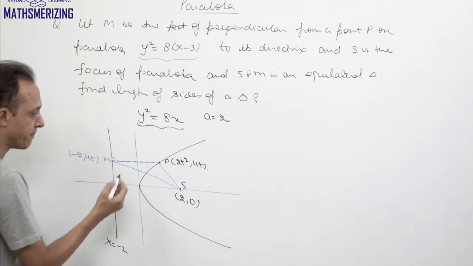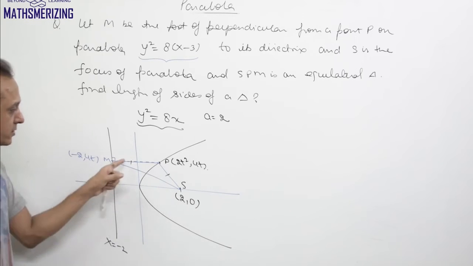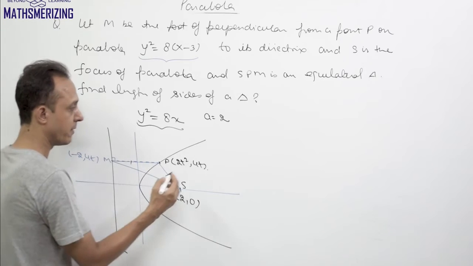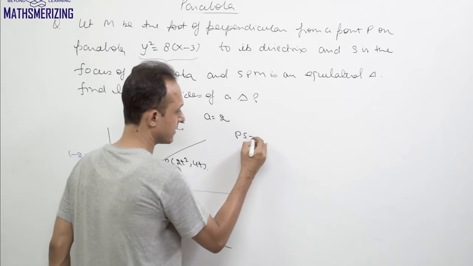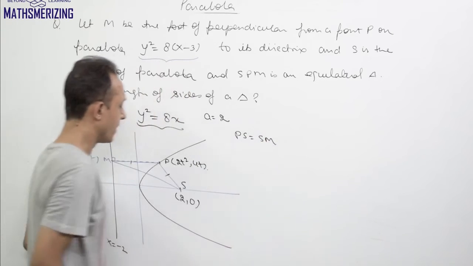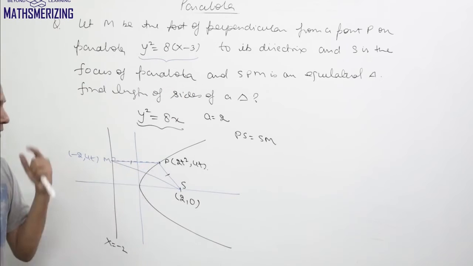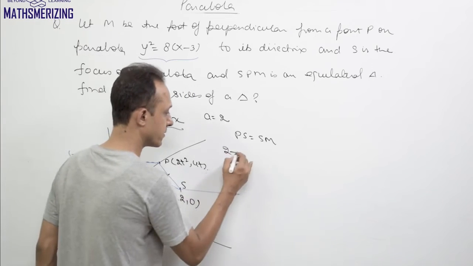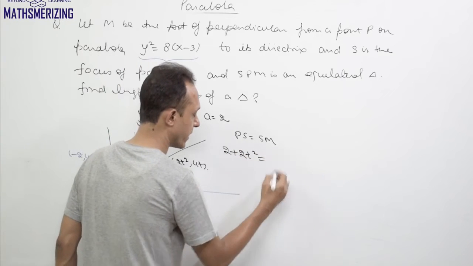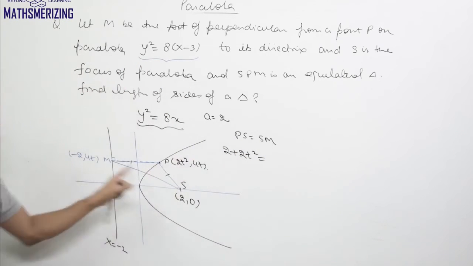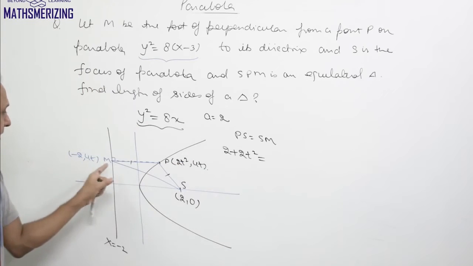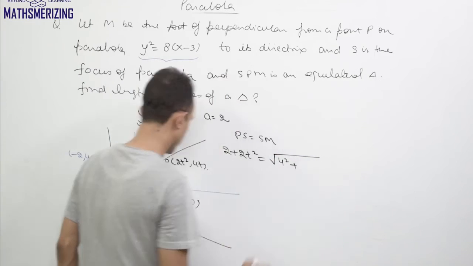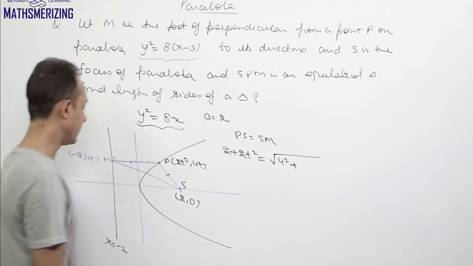Now we know that in any parabola, PS equals PM. So these two sides should be equal. So we need to prove that this PS must be equal to SM. Now PS is the focal distance. So we already know the focal distance is a plus at², so it is 2 plus 2t², and it should be equal to SM. SM is the distance between S and M.